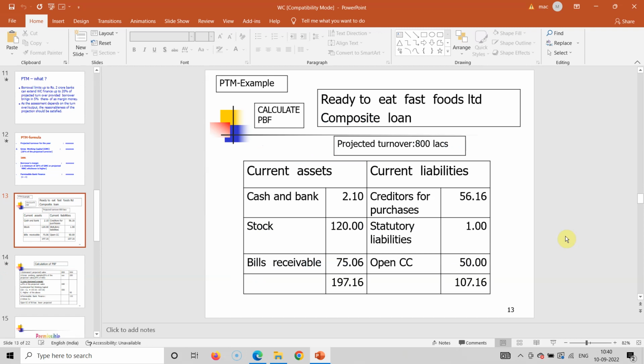Calculation of PBF. Ready to eat fast foods limited, composite loans, projected turnover 800 lakhs. Current assets: cash and bank 2.10 lakhs, stock 120 lakhs, bills receivables 75.06. Current liabilities 56.16, statutory liabilities 1, and cash credit 50 lakhs, right? So 107.16. The projected turnover is 800 lakhs.